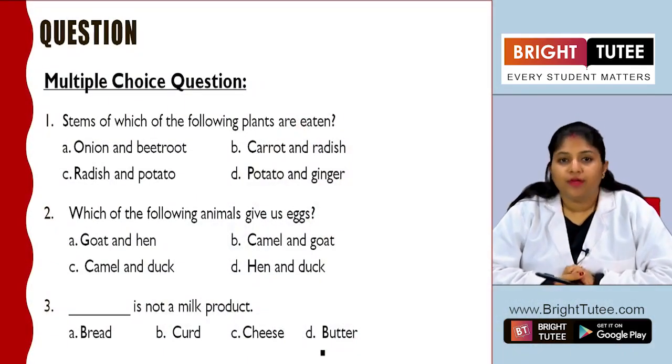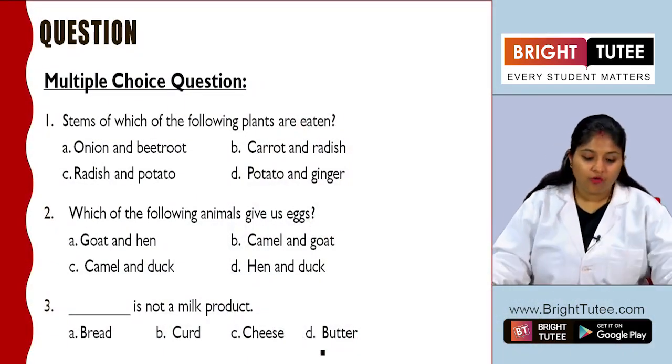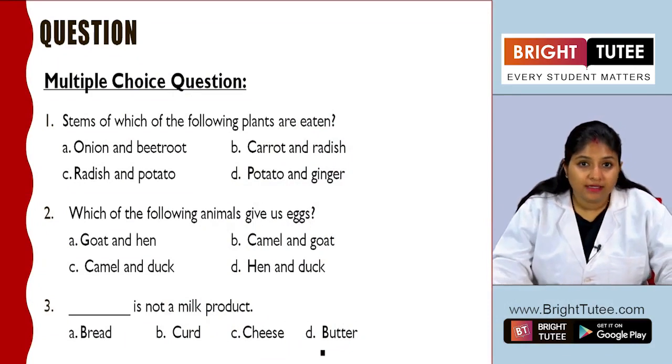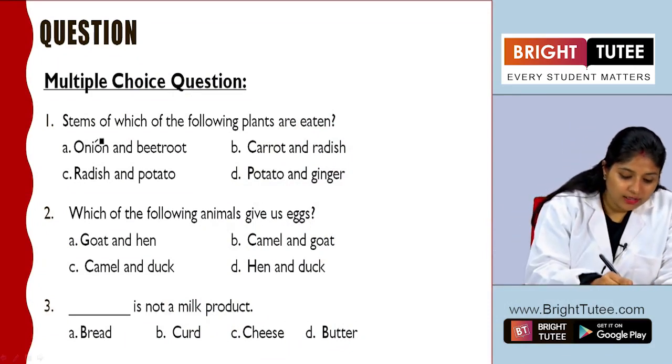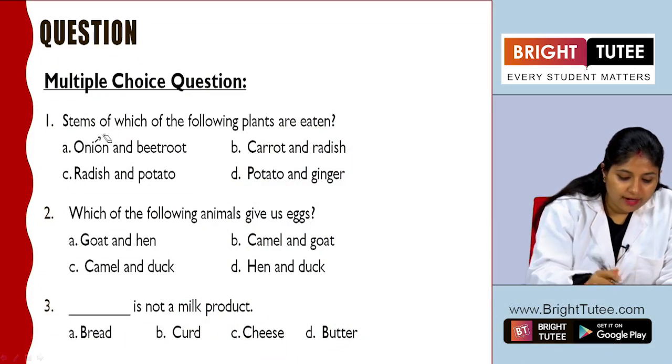Now, once we have studied which plant parts we use as food and what the different animal products are that we use as food, let's understand and answer some questions. The very first question is: stems of which of the following plants are eaten? So, we know that onion is a modified leaf, so we can simply write it as leaf.